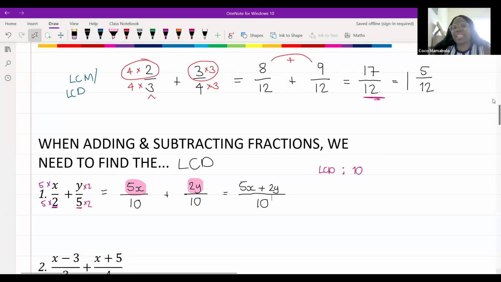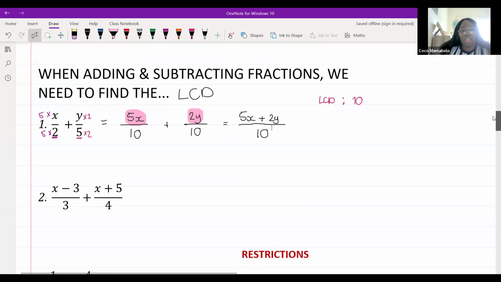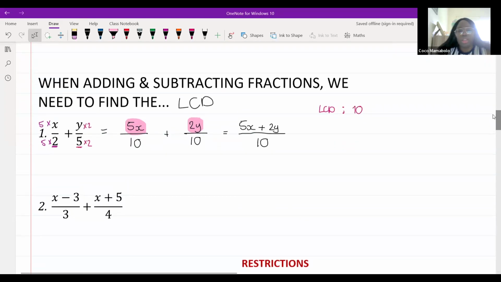Good. Let's up the ante a little bit. Shall we? Here's our next question. Number 2. Actually, I want to do something a little different. I'm going to make that 3 instead. All right. Now, because there's a plus in the middle, we know that we must look for an LCD. What is my lowest common denominator going to be here?